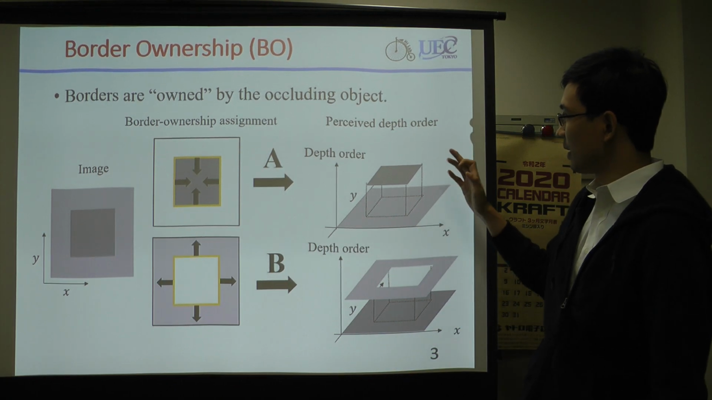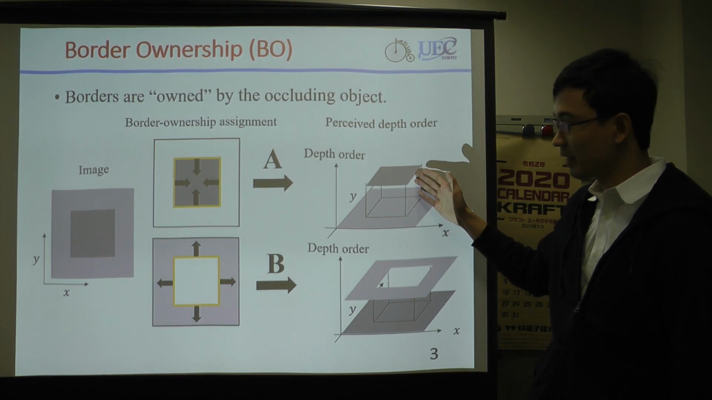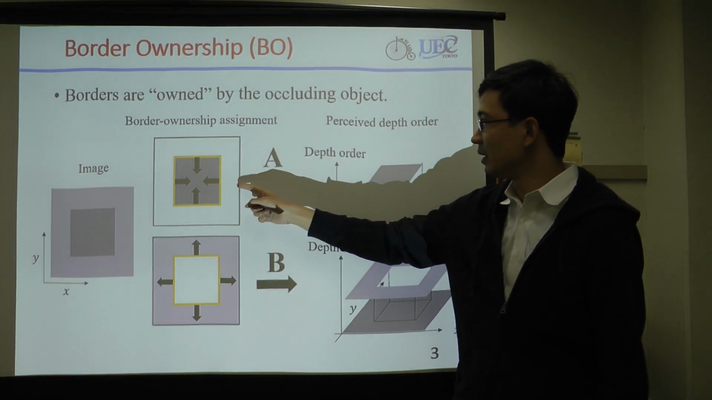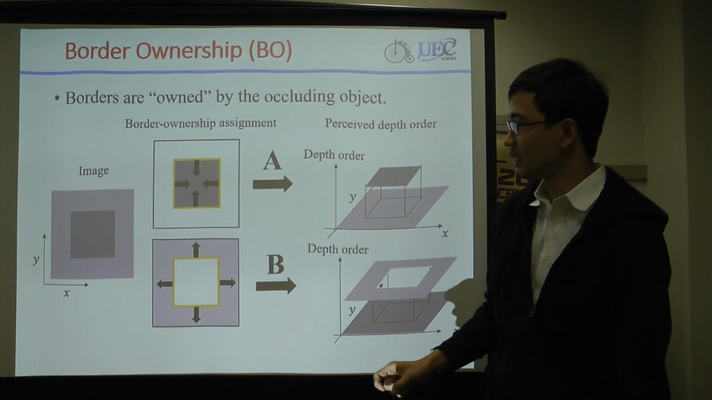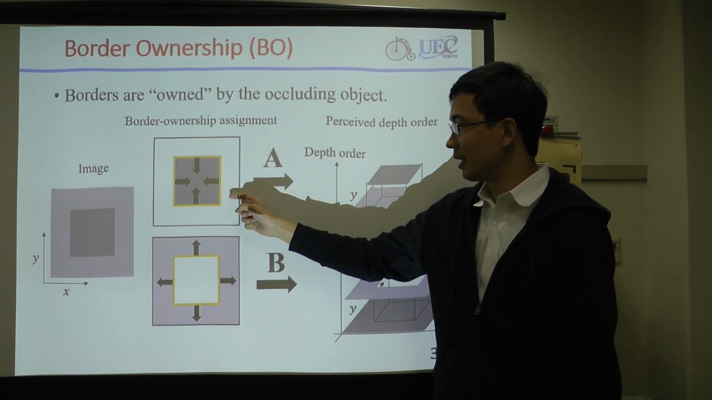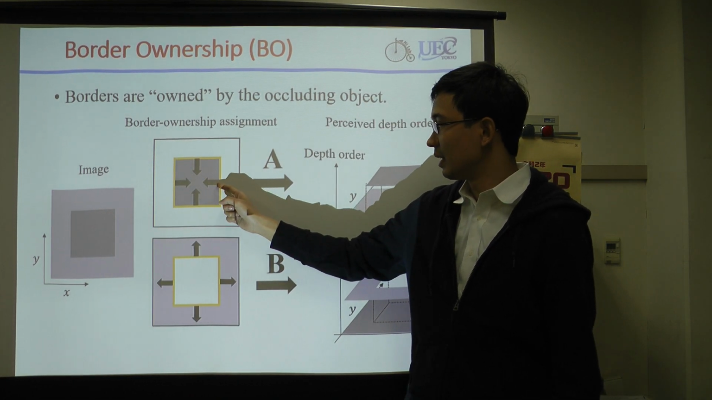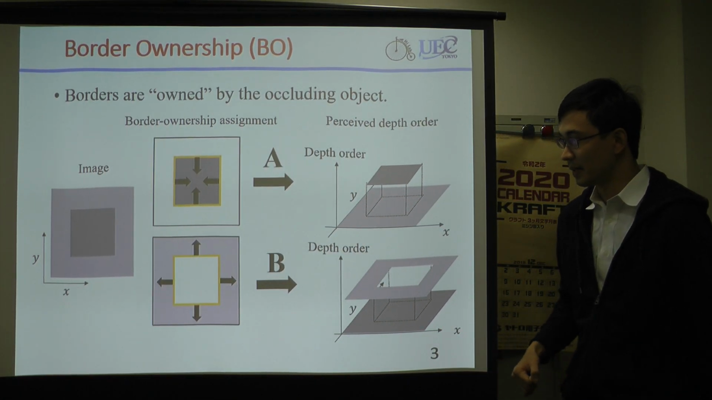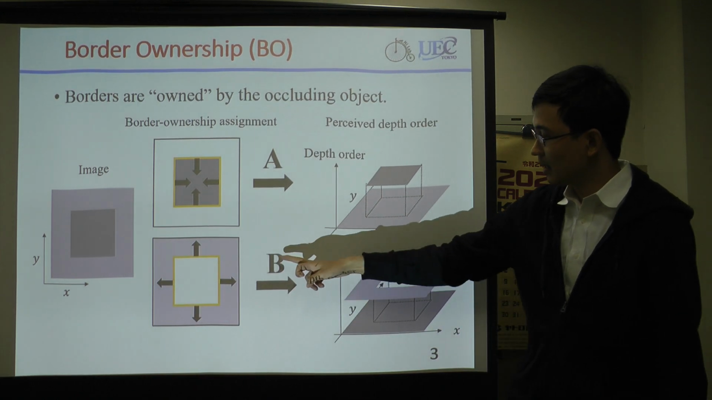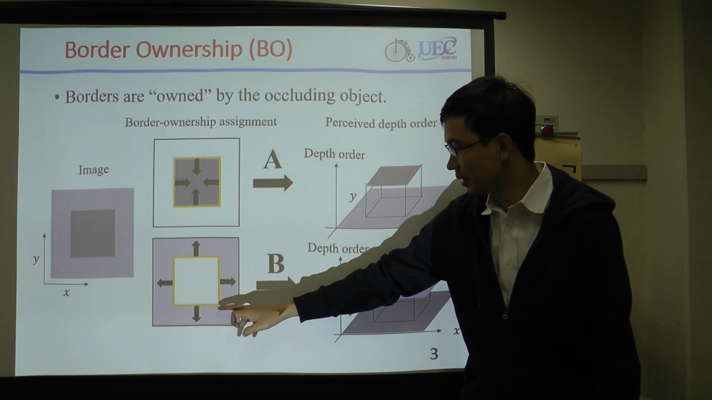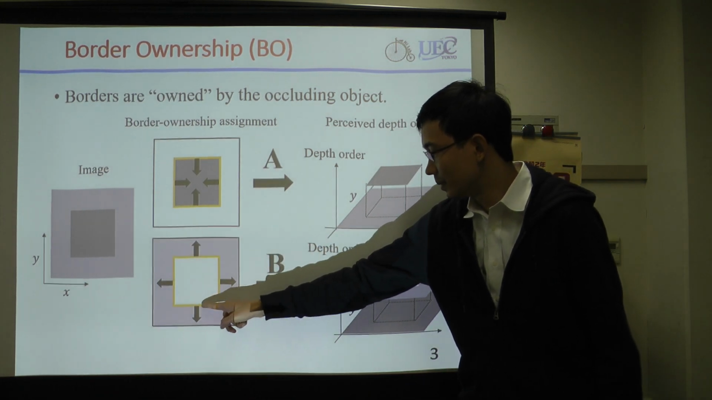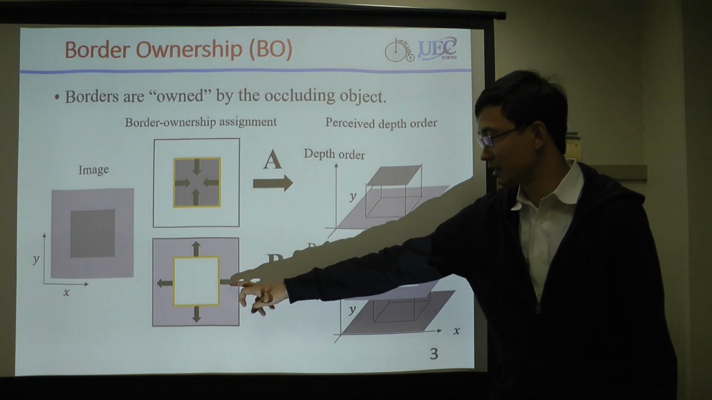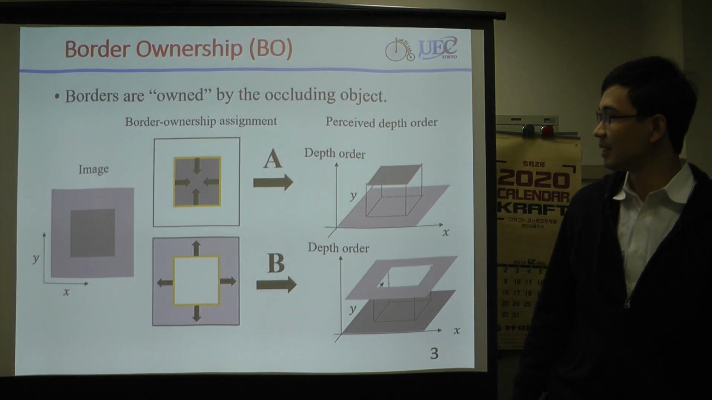So in the case of the dark gray square, the border here in yellow is owned by the dark gray square, and we can show this by drawing arrows towards the occluding object. And similarly, when the light gray window is perceived, this yellow border is owned by the object. In this case, the arrows point outwards.